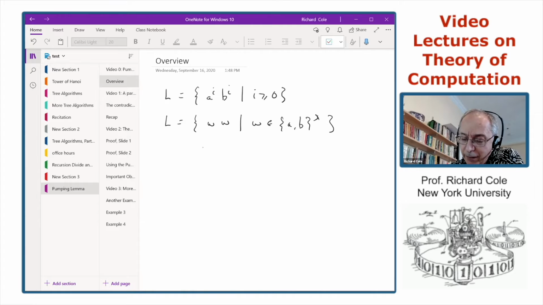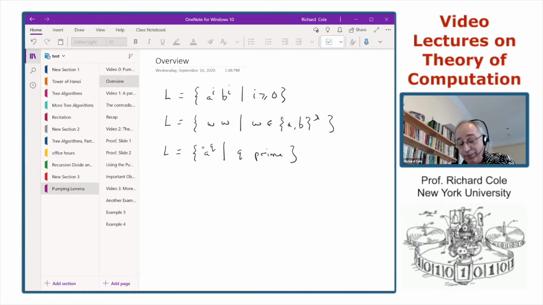And for a very different looking language, this is a language over a single character alphabet, but a language which has relatively few strings. It's still an infinite number of strings. But here the strings consist of a sequence of A's where the number of A's in the sequence is a prime number. So 3 A's would be a string in the language, 17 A's would be a string in the language, but 16 A's would not be a string in the language.